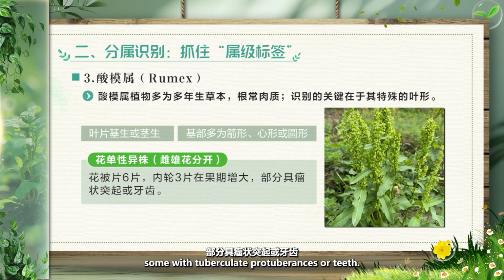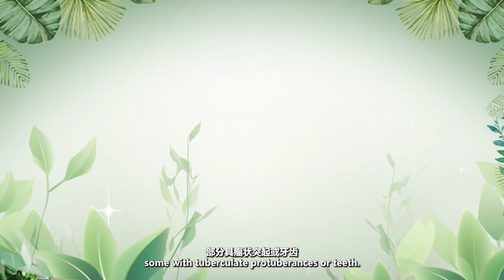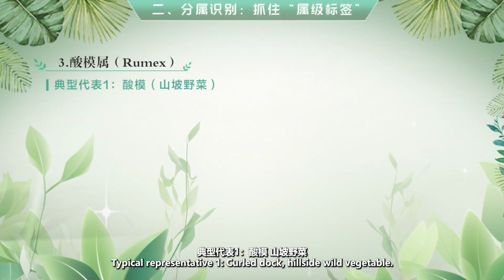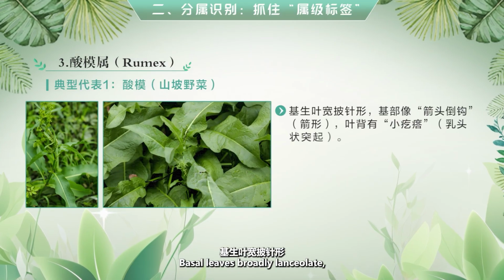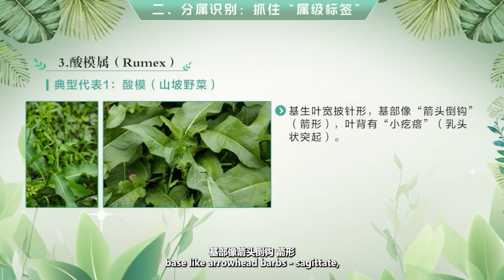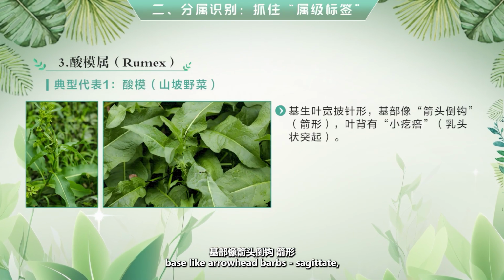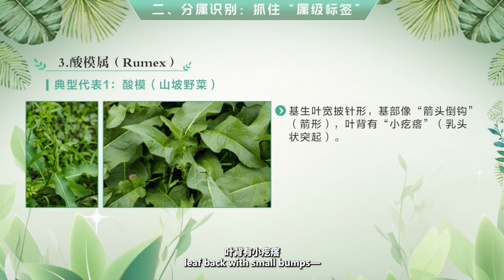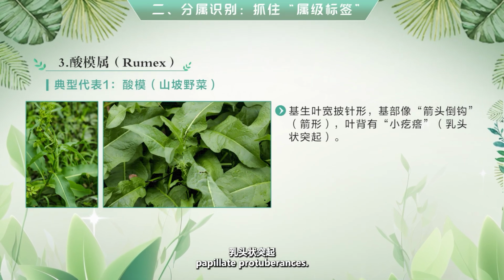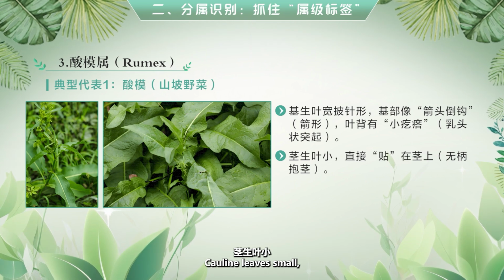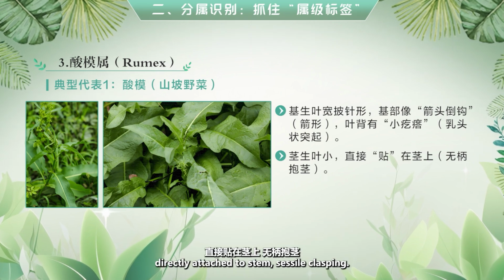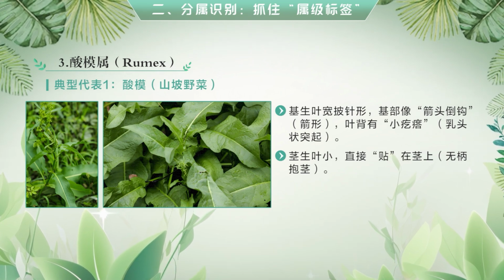Some with tuberculate protuberances or teeth. Typical representative 1. Curled dock, hillside wild vegetable. Basal leaves broadly lanceolate. Base like arrowhead barbs, sagittate, leaf back with small bumps, papillate protuberances. Cauline leaves small, directly attached to stem, sessile clasping.